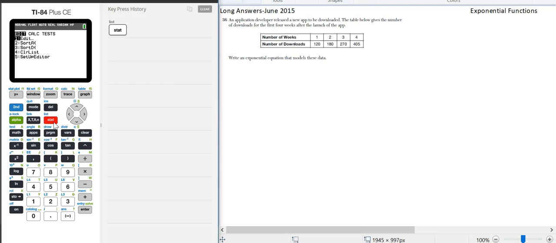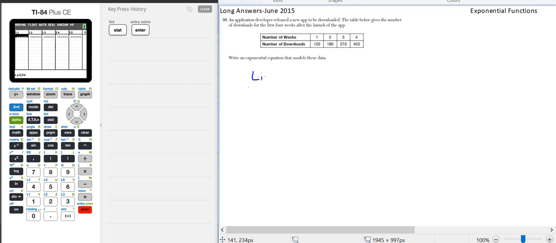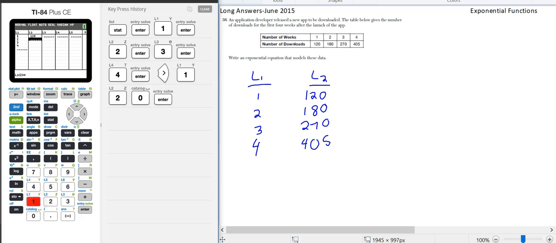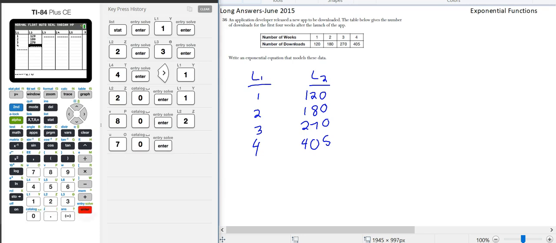If you press the Stat button and then go into Edit, press Enter. Here is somewhere where you can write lists. What we're going to do is put in L1 all our x values, or the number of weeks, 1, 2, 3, and 4. And in L2, we're going to put in their corresponding y values, or the number of downloads, 120, 180, 270, and 405. So let's do that. 1, 2, 3, 4. Then the next column, 120, 180, 270, and 405.